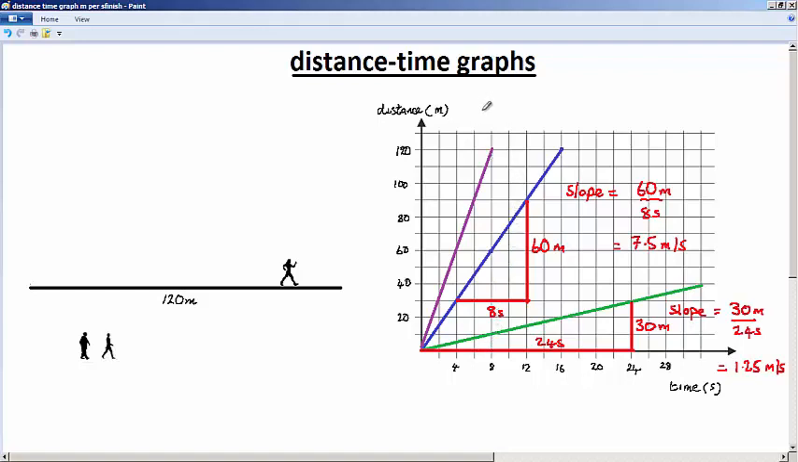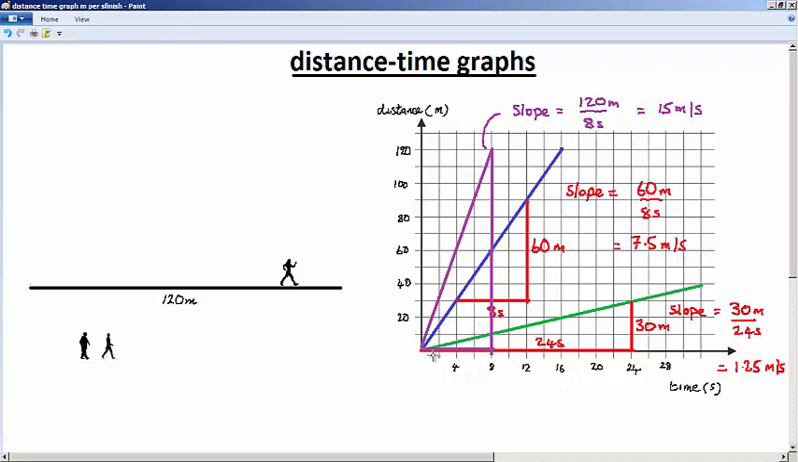So here we can say the slope, let's change the color, equals 120 meters divided by 8 seconds, which is equal to 15 meters per second. He can actually walk faster than Usain Bolt can run, so we don't really believe that, do we? But anyway, this is just academic.